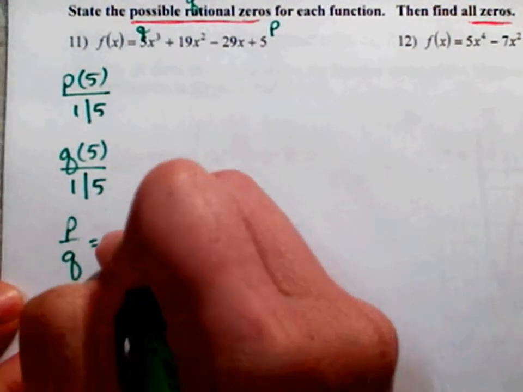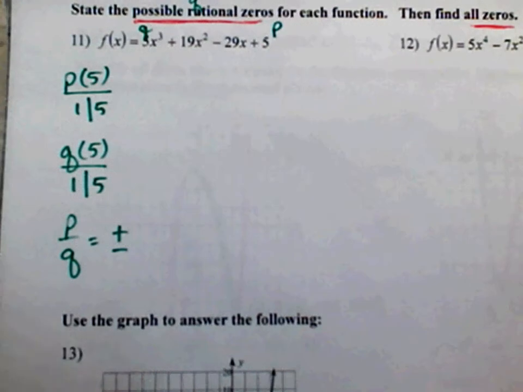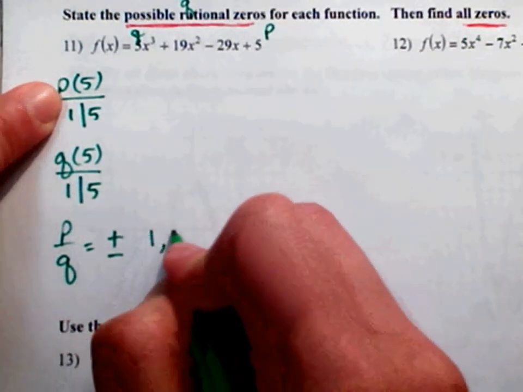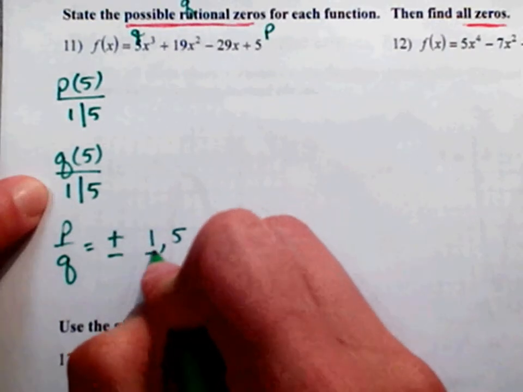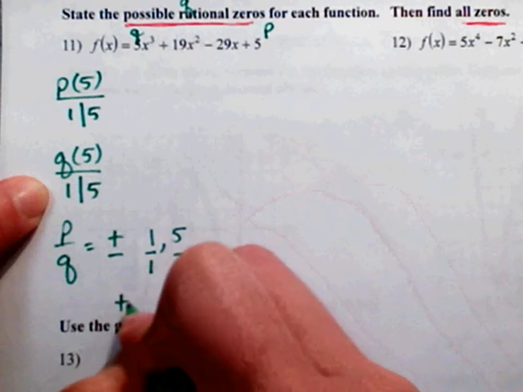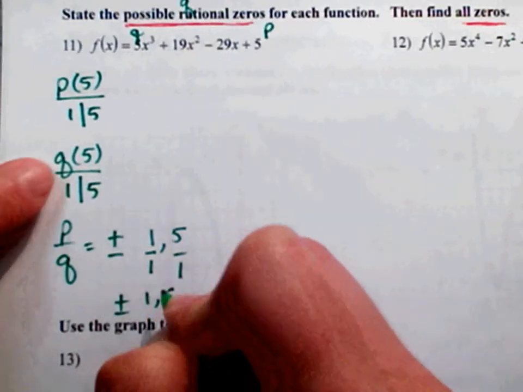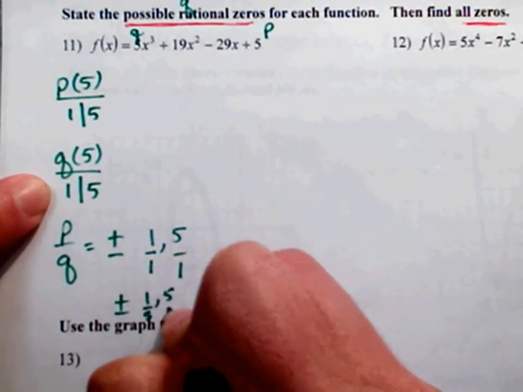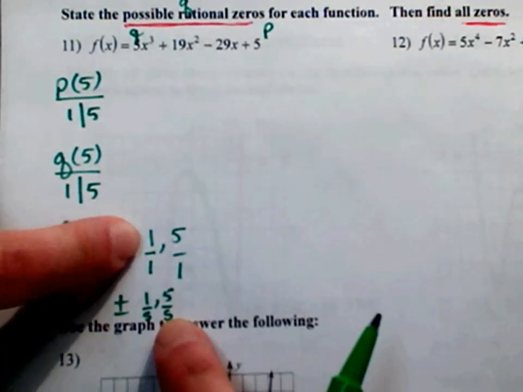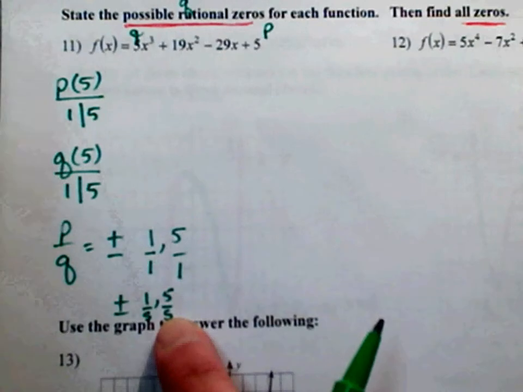You need to write a plus or a minus. If you don't, that's half credit gone. What are all your P's? 1, 5. Take a look at your Q. Divided by 1, divided by 1. Other group, 1, 5. What's your other Q? Divide by 5, divide by 5. Now, you see how these two are the same, really? Just ignore it. You don't need to mark it off unless you want to.